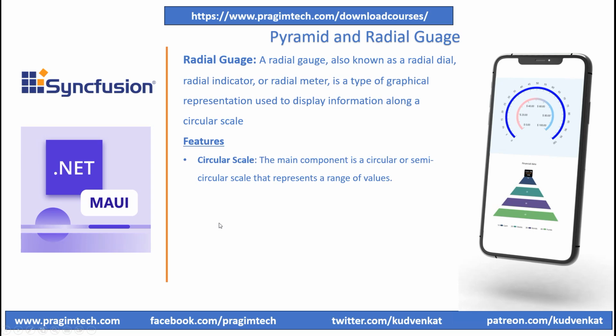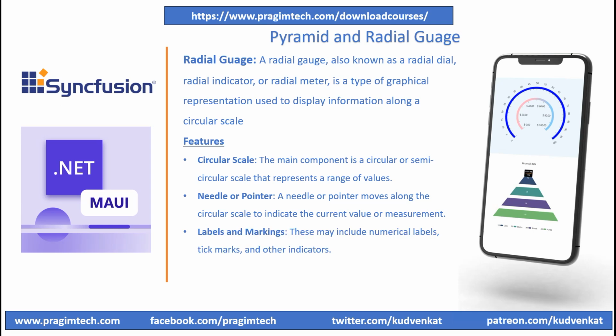Some of the key features and components typically found in radial gauges are the circular scale, which is the main component in the radial gauge that represents the range of values. This scale is divided into sections, each corresponding to specific data. A needle or pointer moves along the circular scale to indicate the current value or measurement. The position of the needle relative to the scale provides a visual representation of the data.